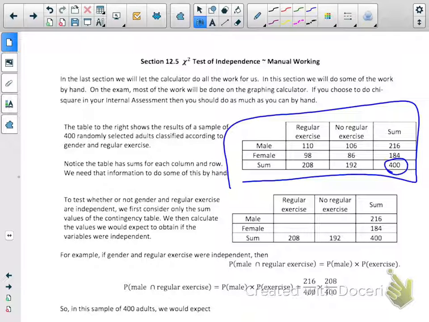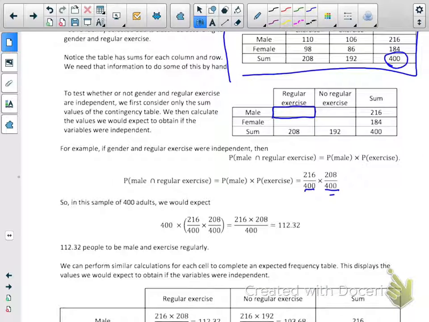So if we want to find the probability of a male with regular exercise, those are independent events, so that's going to be the probability of a male times the probability of exercise. Well, we're dealing with 400 people total, so that would be the probability of male, I have 216 males out of my 400 total, and then I have 208 exercise out of my 400 total. So if I multiply those together, that's going to give me the probability of a male that is exercising, but then I'm going to take that times 400 because I have 400 adults total. So this is kind of like my expected value.